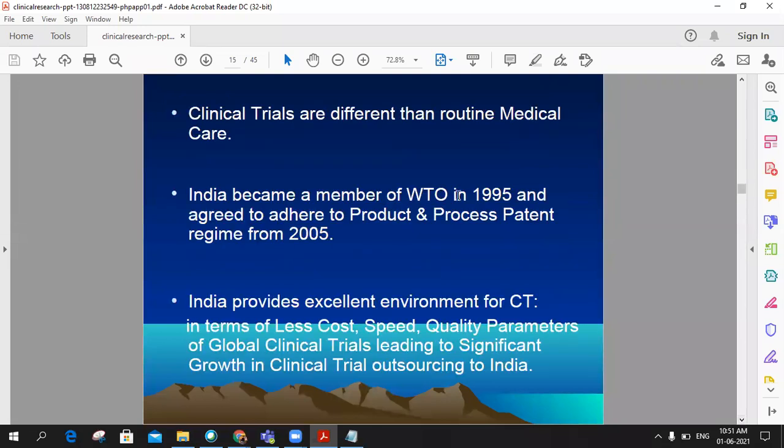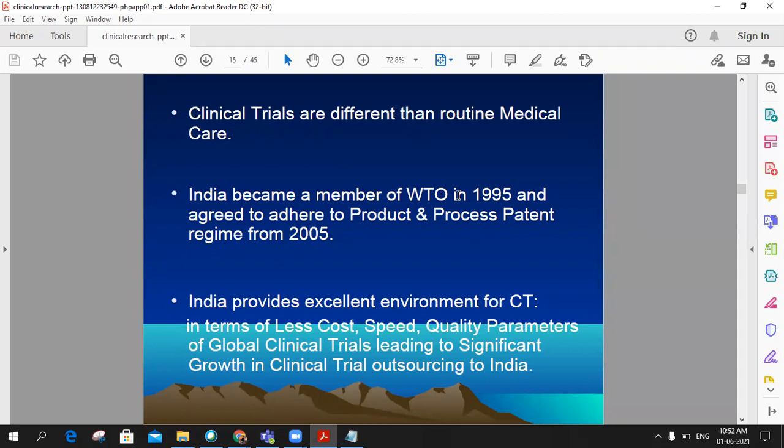So, clinical trials in India. Clinical trials are different from routine care. When we go to any hospital, the doctors prescribe medications, and if it is cured, then we will not go back, or otherwise sometimes we will go as per our wish. But clinical trials are a little different. They follow a standard process. That means they have a protocol. Protocol is a document, right?